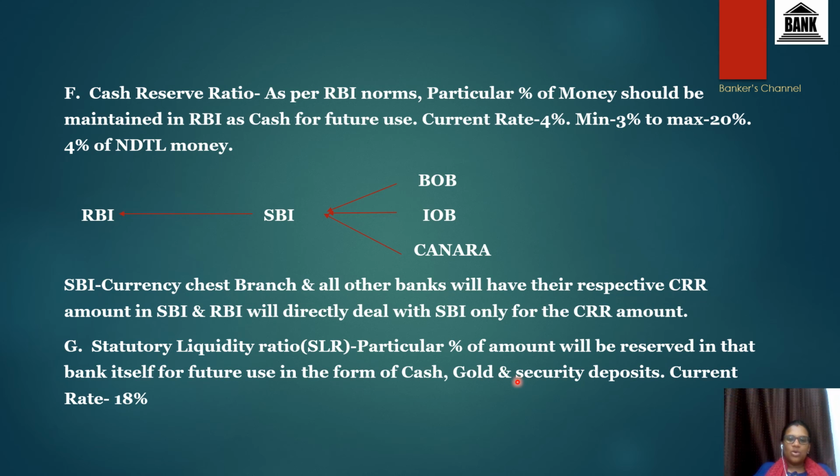A particular amount of money will be reserved in the bank itself for future use in the form of cash, currency, and security deposits. I'll tell you the difference between cash reserve ratio and statutory liquidity ratio. In cash reserve ratio, if I am a bank, I need to maintain a particular amount of money in RBI in the form of cash for my future use. But in statutory liquidity ratio, I need to reserve a particular percentage of amount in my bank itself in the form of either cash or gold and security deposits. The current ratio is 18%, and for CRR, the current ratio is 4% of net demand and time liability.